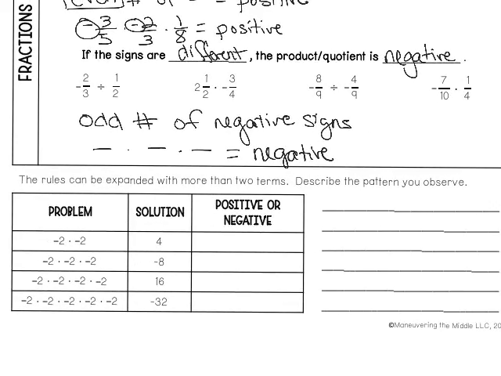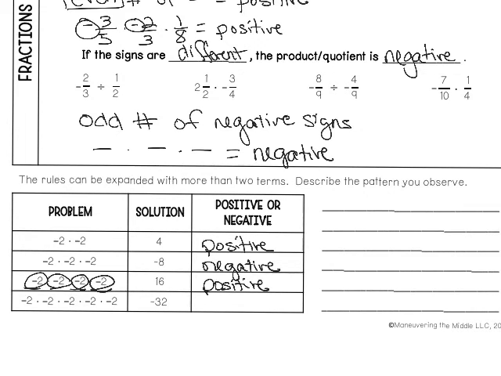Moving down here, the rules can be expanded with more than 2 terms. So here's where she kind of teaches this. Describe the pattern you observe. So the result here, negative times negative, is positive 4. So the result is positive. And then negative times negative is negative 8. Remember, an even number of negative signs is a positive answer. So there's 1, 2, 3, 4 negative signs. Therefore, our answer will be positive.